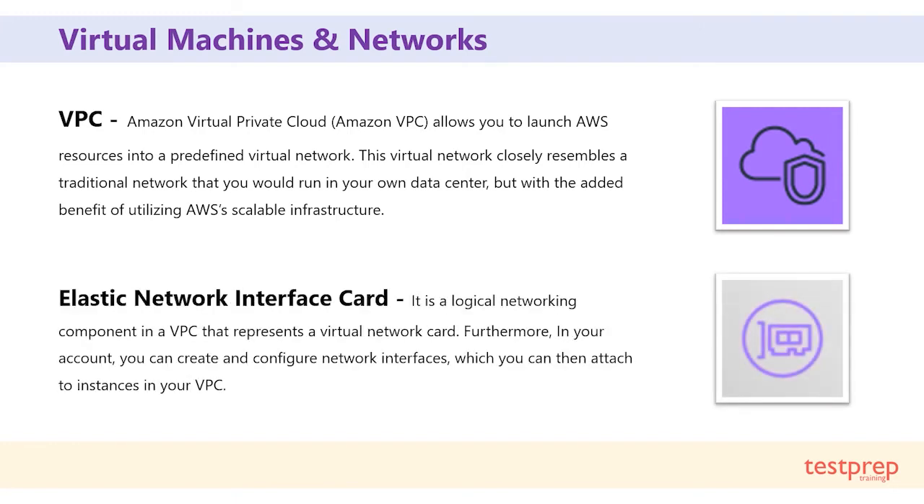Next is Elastic Network Interface Card. It is a logical networking component in a VPC that represents a virtual network card. Furthermore, in your account, you can create and configure network interfaces, which you can then attach to instances in your VPC.